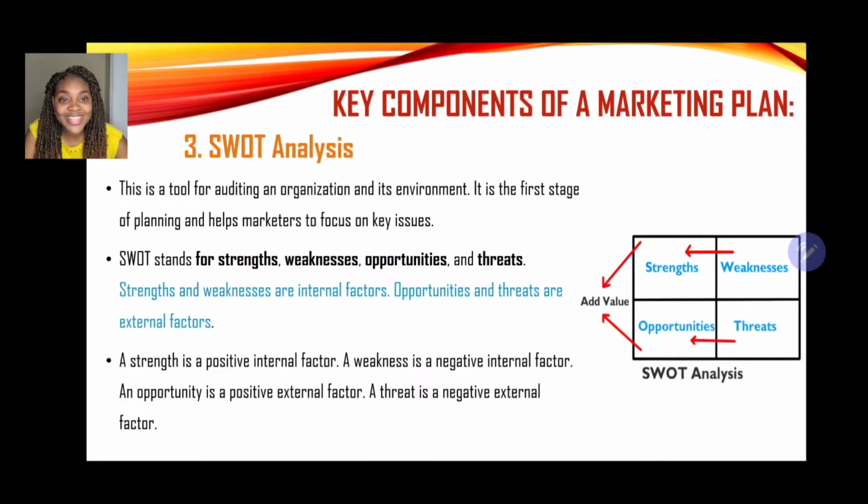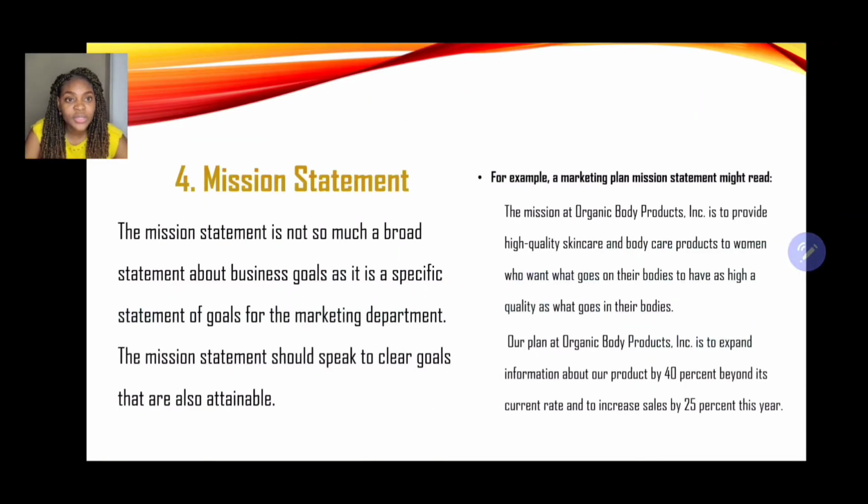Strengths and weaknesses are internal factors. Opportunities and threats are external factors. A strength is a positive internal factor. A weakness, a negative internal factor. An opportunity is a positive external factor, whereas a threat is a negative external factor. Good? Now, let us look at the mission statement.